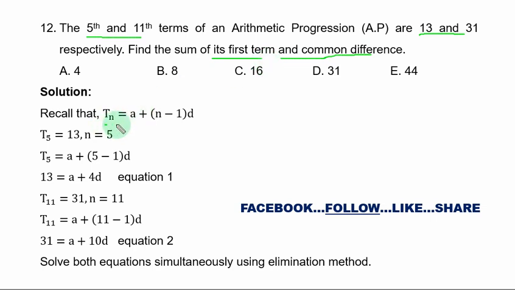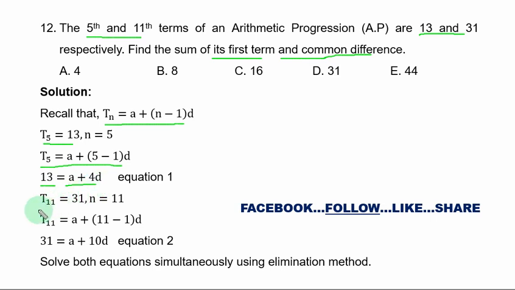So this is the nth term formula. At the fifth term, n is 5 and the fifth term is 13. If you replace them in the nth term formula, you have this result. You replace n with 5. Then the fifth term is 13. So 13 is equal to a plus 4d. You can call that equation 1.